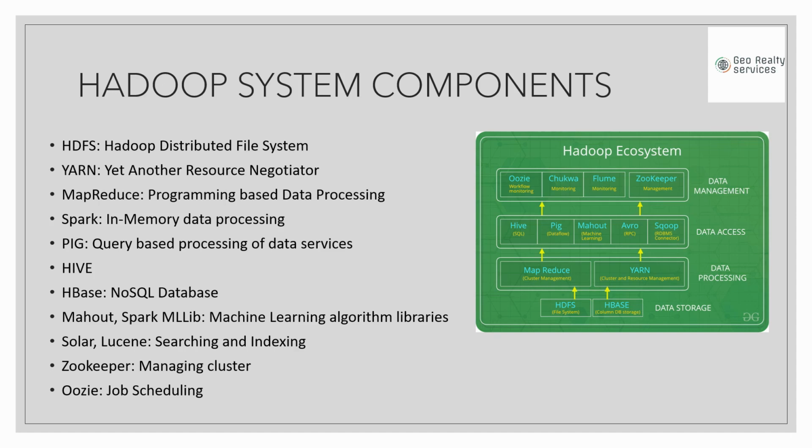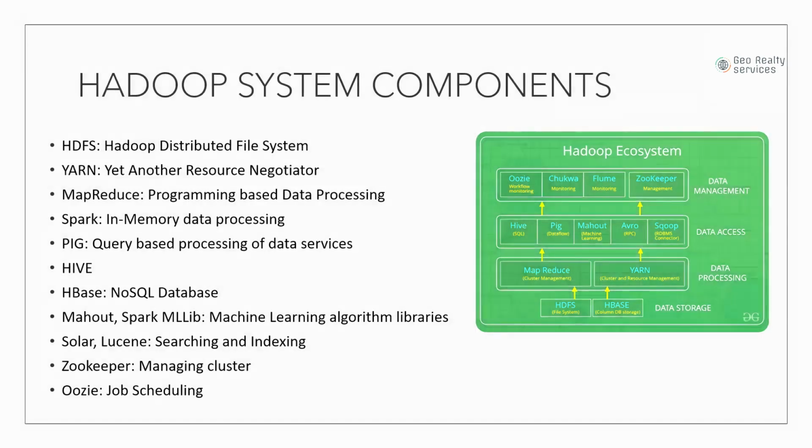Oozie, job scheduling. Oozie simply performs the task of scheduler, that's scheduling jobs and binding them together as a single unit. There's two kinds of jobs, Oozie workflow and Oozie coordinator jobs. Oozie workflow is the jobs that need to be executed in a sequential or ordered manner, whereas Oozie coordinator jobs are those that are triggered when some data or external stimulus is given to it.